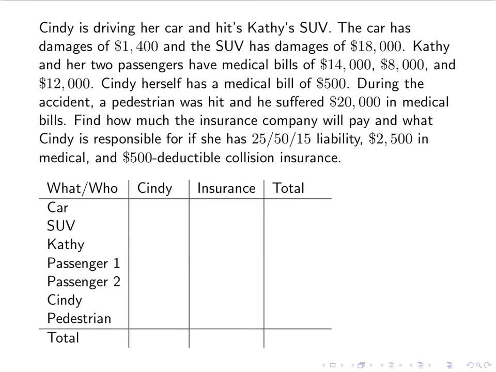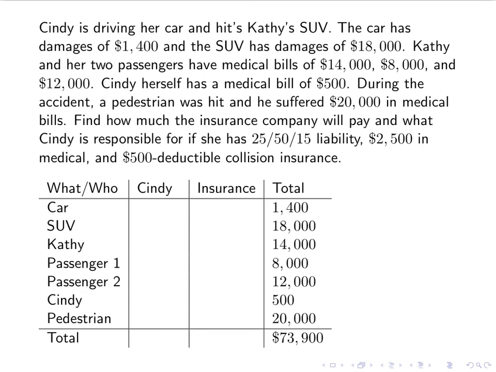So again, the first thing I'm going to do is I'm going to make a table. We have the car having damages. We have the SUV, Kathy, her two passengers, calling them passenger 1, passenger 2, Cindy, and the pedestrian. I also know all their totals from this paragraph, so I'm going to fill those in as well. Okay, so just make sure that these numbers are matching the numbers in the paragraph. Okay, so that's where you're getting them from.